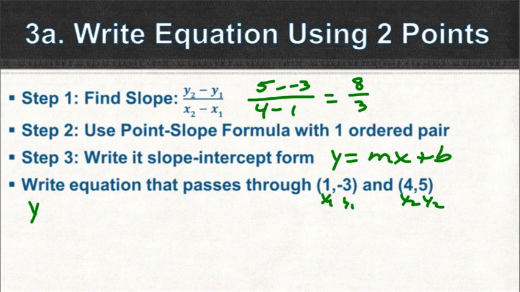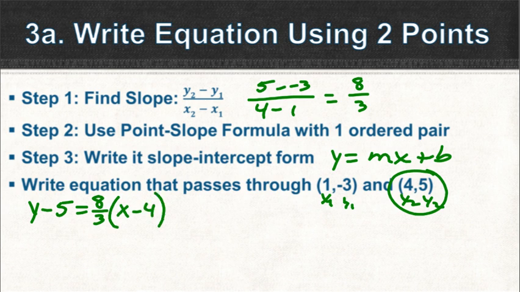So if I go point slope formula, I'm just going to pick a point. It doesn't matter which point I choose. I'm going to choose this point. So I have y minus 5 equals 8/3 is my slope, x minus 4.